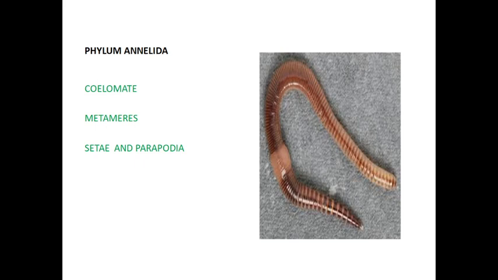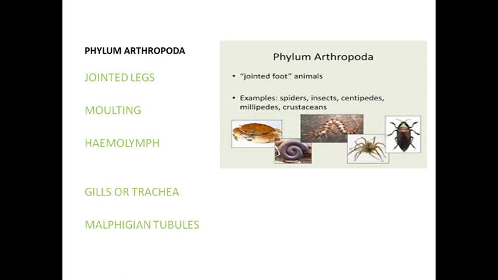Okay, the next one is phylum Arthropoda. These are the examples for the phylum Arthropoda: spider, scorpion, crab, cockroach, millipedes, centipedes. They are animals with jointed legs. Up to phylum Annelida we saw that only setae and parapodia are present, but in Arthropoda jointed legs are present.